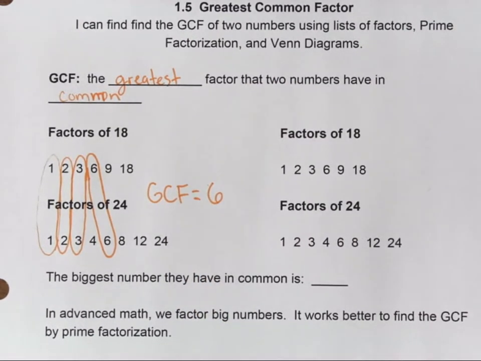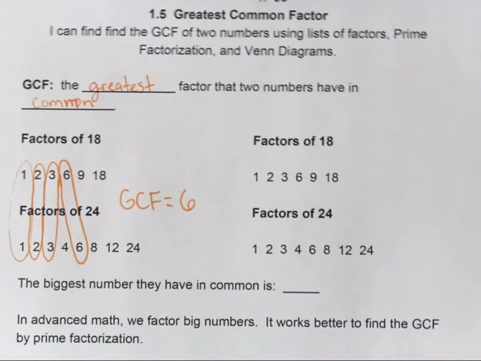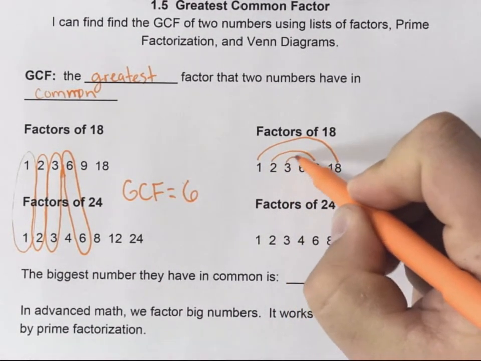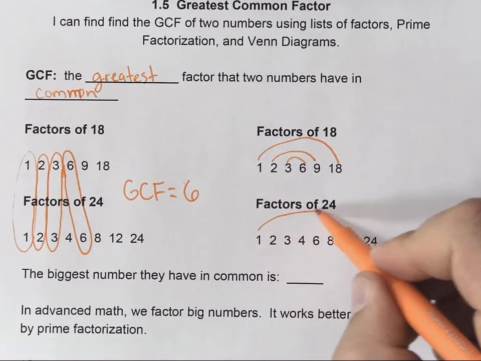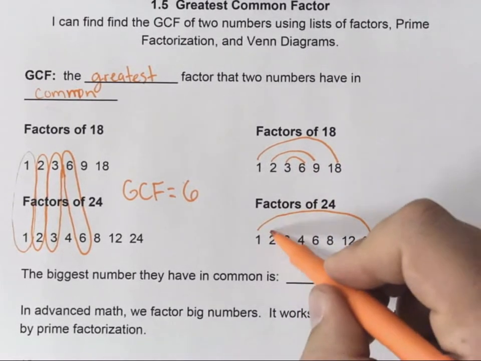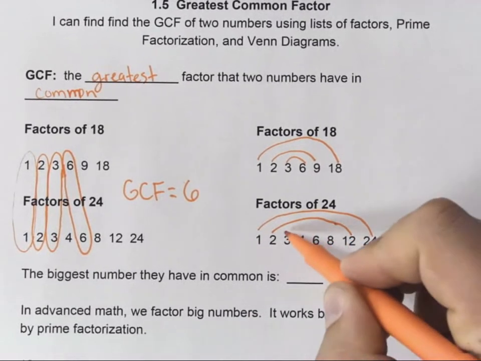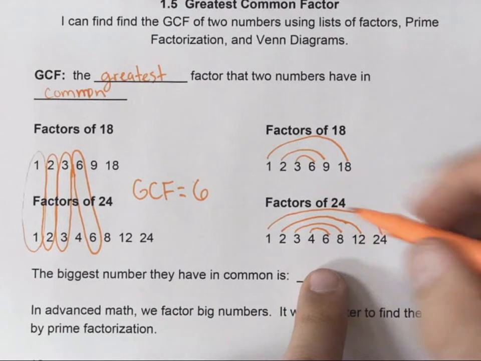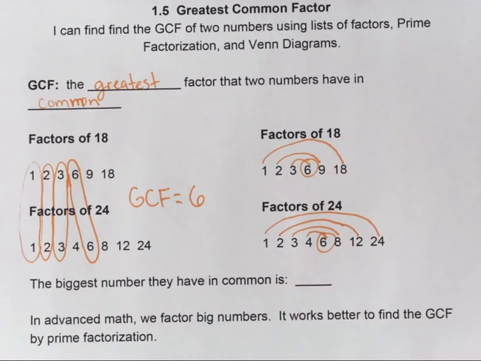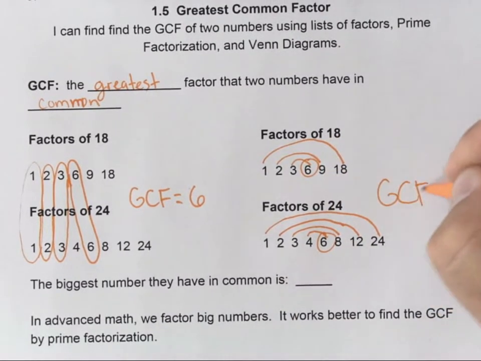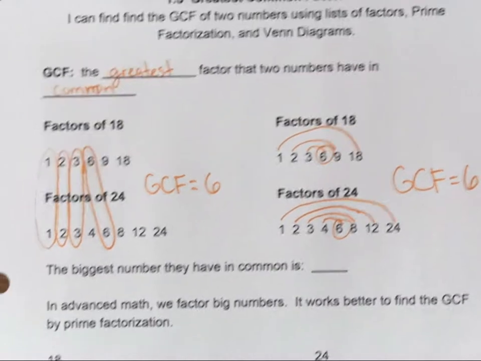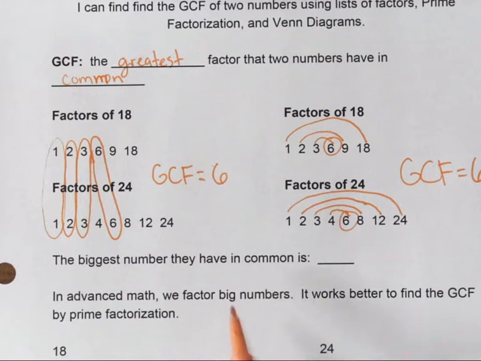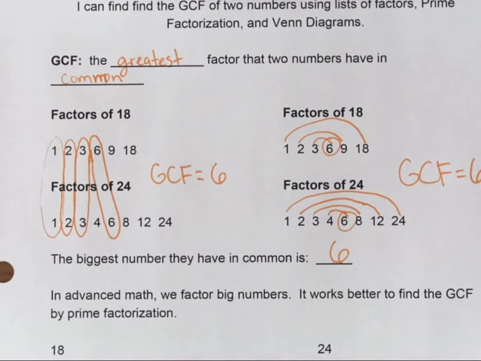Okay, if I was to use a factor rainbow to make factor pairs, I could say that, oh, well, I see that 1 and 18 go together, 2 and 9, 3 and 6. I also see that on 24, 1 and 24 go together, 2 and 12, 3 and 8, and 4 and 6. So again, the biggest one that both have in common is the 6. Okay, so the GCF is still 6. The biggest number they have in common is 6. We have now answered that.